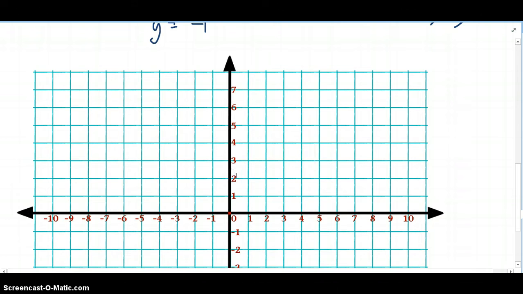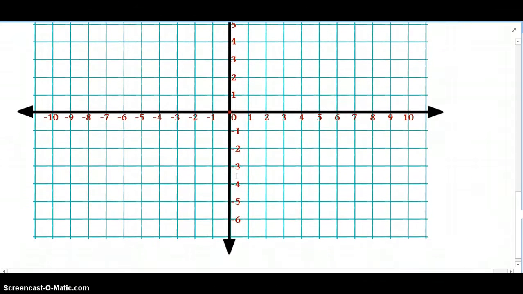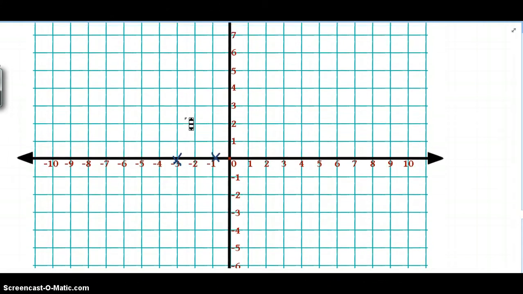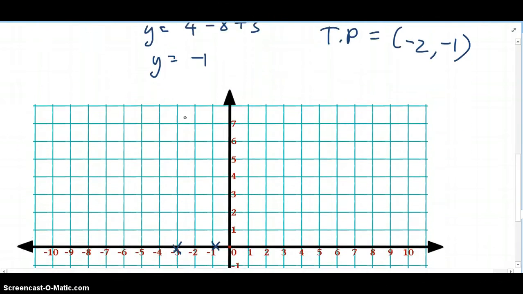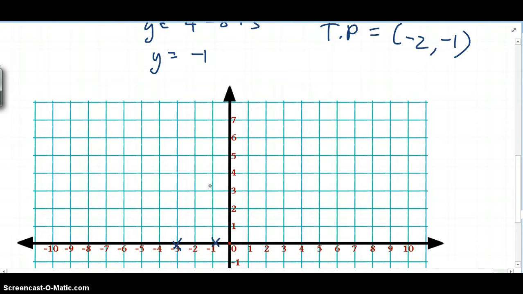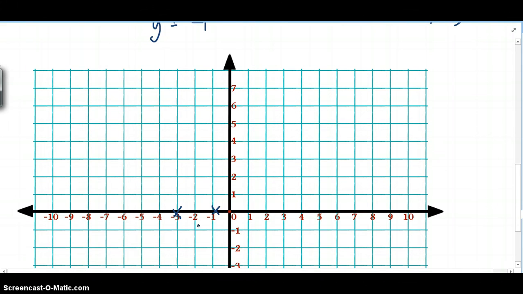I'm going to delete that. So the first point is at minus 1, 0. So minus 1, 0 is right here. The other point is at minus 3, 0. I'm going to draw it right there. And the last point that we worked out, the turning point, was at minus 2, minus 1. Minus 2, minus 1 is here. So we already have 3 points that we can use to draw this parabola.